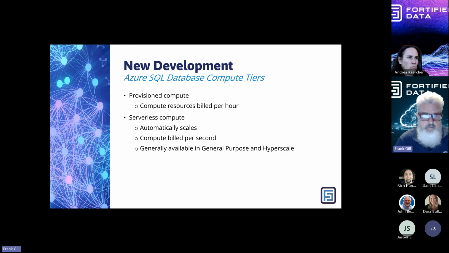There is a second tier called serverless compute. With serverless compute, your Azure SQL Database environment automatically scales. So you set a baseline, you set the amount that you need, and as the workload increases, it will automatically scale out. And that is billed per second. So if you have a system that is idle for a lot of the time, but then you have bursts of activity, you can stand up a serverless compute node and it will handle those bursts of activity. Once that activity stops, it will drop back down and you will be billed per second based on the resources that you are actually using. This is generally available in both general purpose and hyperscale currently. So it's not available in the business critical offering for the vCore model in Azure SQL Database.